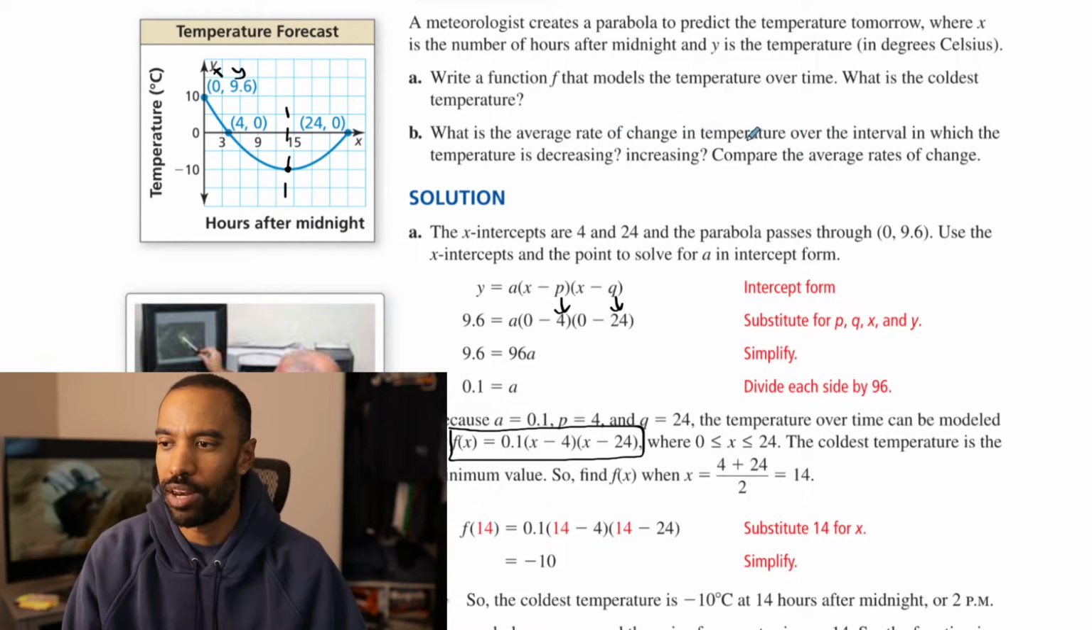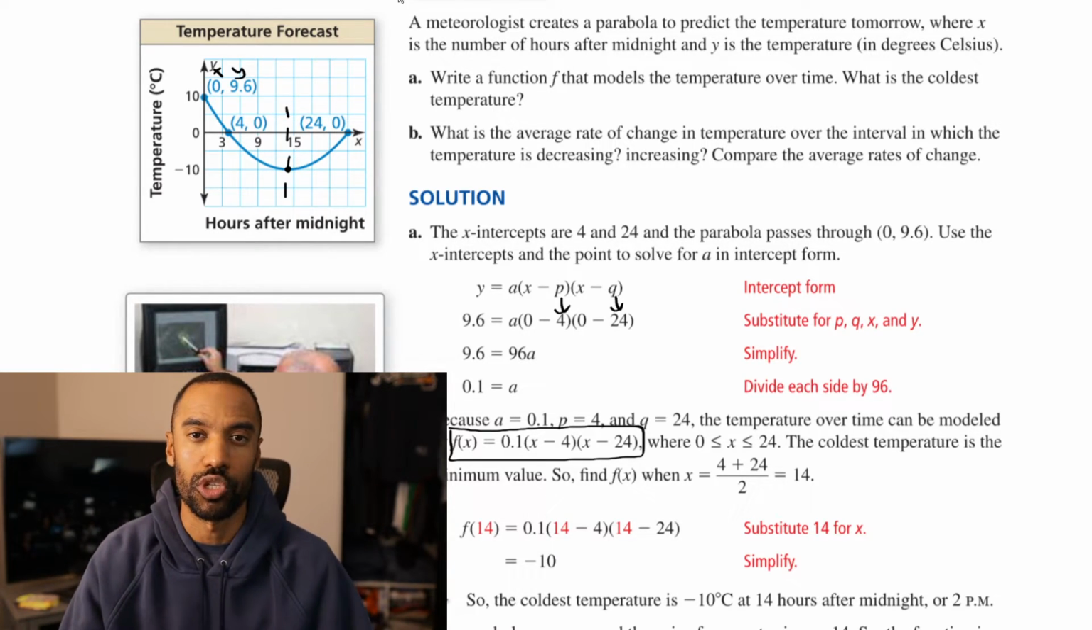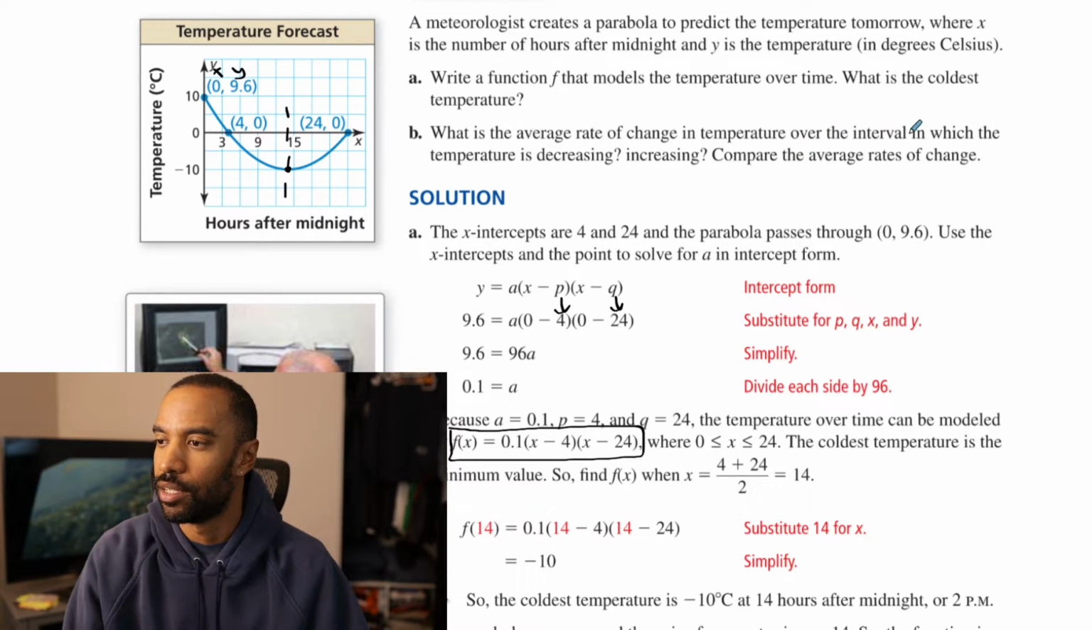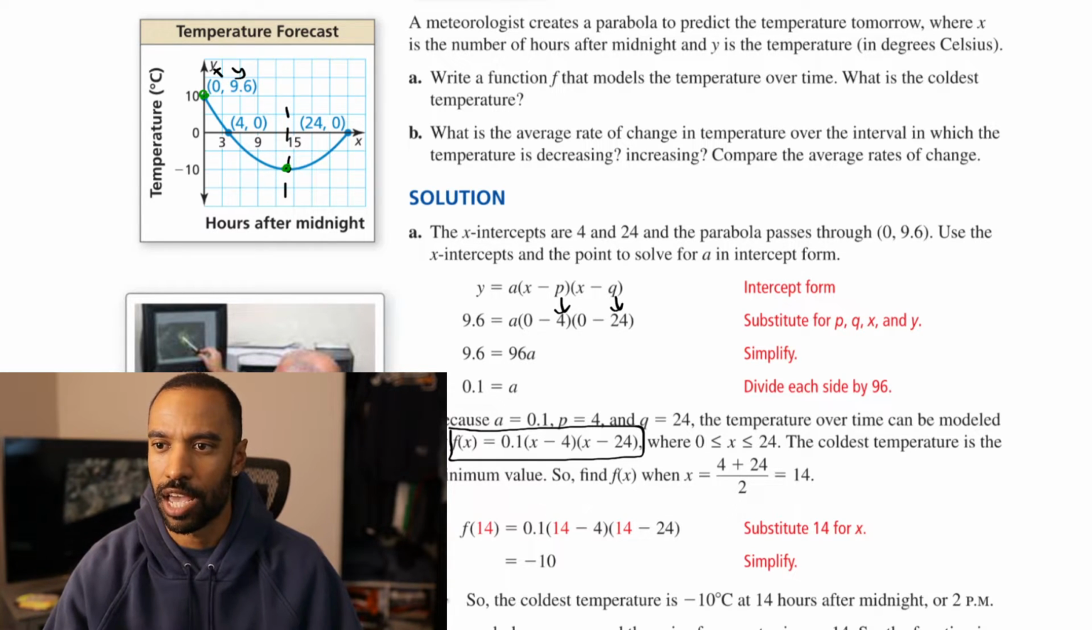What is the average rate of change in temperature over the interval in which the temperature is decreasing and increasing? Compare the rates of change. So, average rate of change is another way of saying slope, the slope between 2 points. So we're going to find where the temperature is decreasing and increasing. From here to here, the temperature is decreasing that entire time. I want to find the average rate of change between those 2 points.